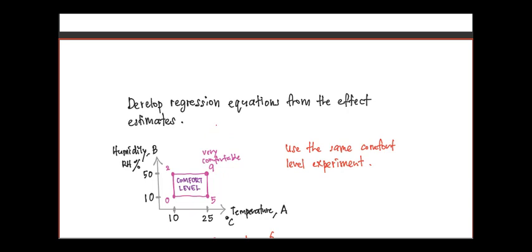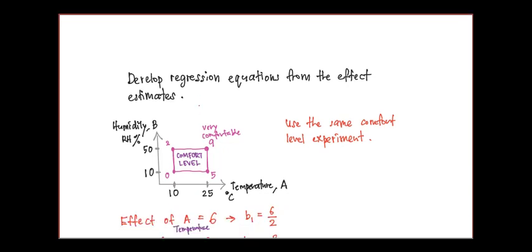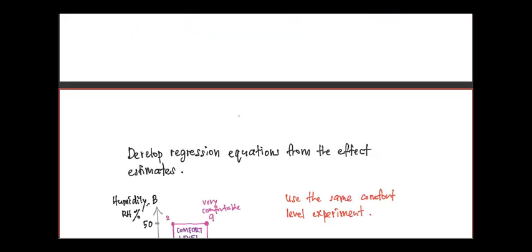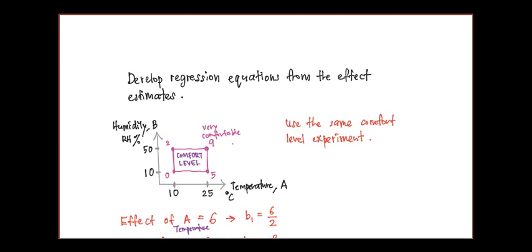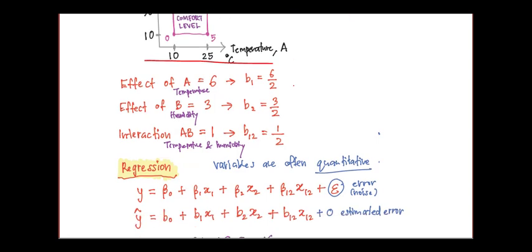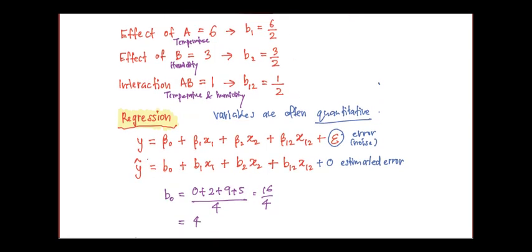To explain and discuss the result, we need more info, or you need to have knowledge about the nature of your study as well. After we have checked the main effects and interaction, we can also develop a regression equation from the effect estimates. Again, if you remember our example, now we are going to have an equation like this.